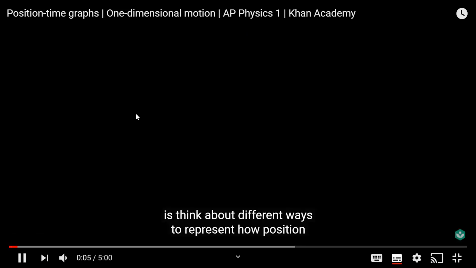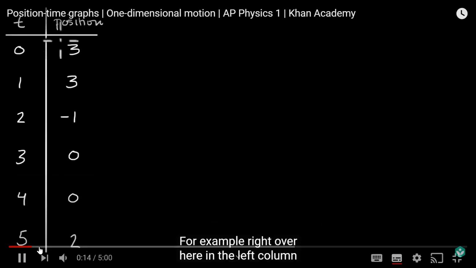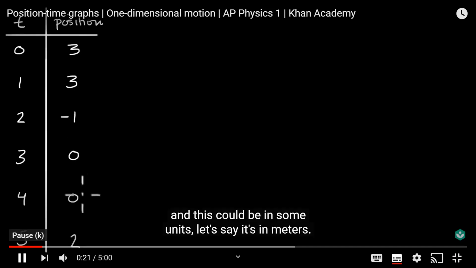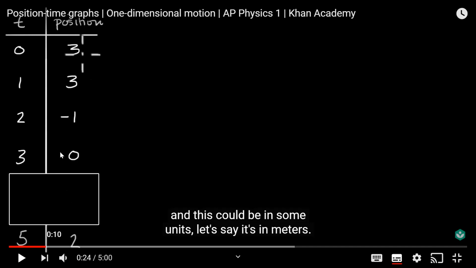So let's start. What we're going to do in this video is think about different ways to represent how position can change over time. One of the more basic ways is through a table. For example, right over here, in the left column I have time, maybe it's in seconds, and in the right column I have position, and this could be in some units, let's say meters. Notice that there is a negative reading now. Because there is a negative value, this is a displacement. It's not a distance anymore because now I'm describing direction. So the fact that I have a negative value means that I am considering directions.